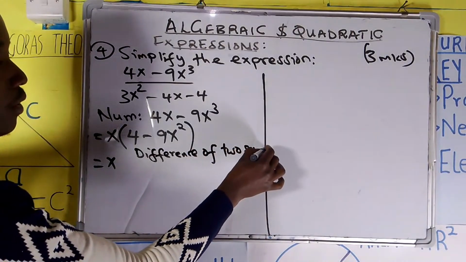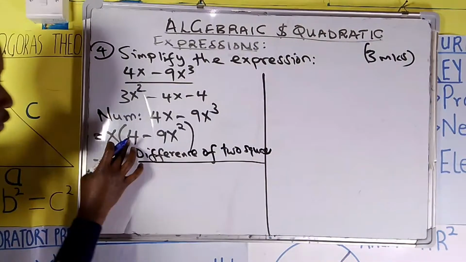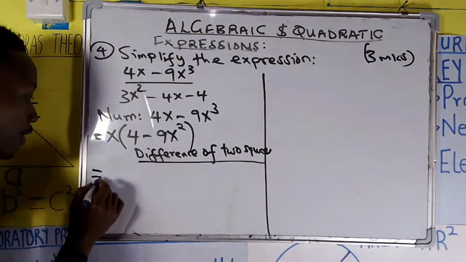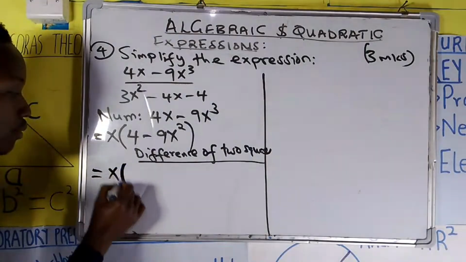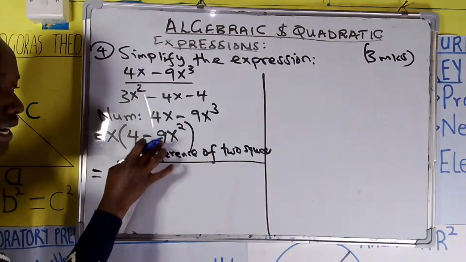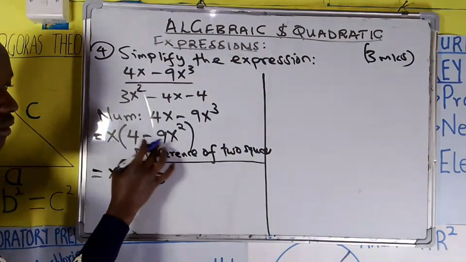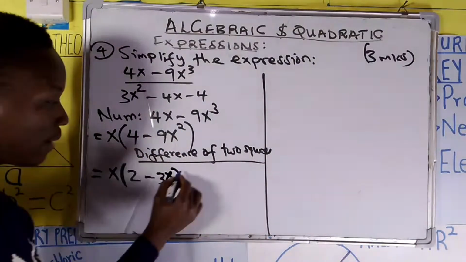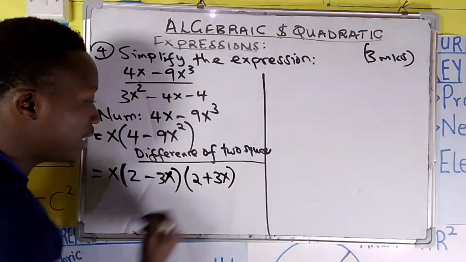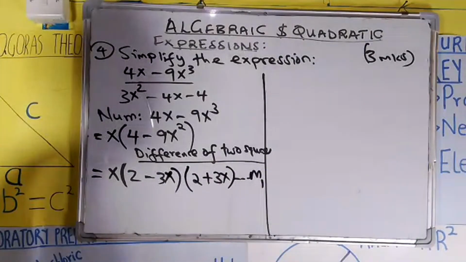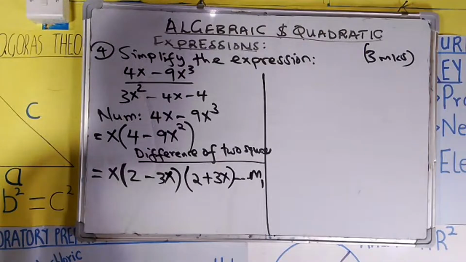Why are we calling it a difference of 2 squares? Because 4 is a perfect square. The square root of 4 is 2, then minus the square root of 9x squared is 3x. So if this is 2 minus 3x, our conjugate will be 2 plus 3x. At least now, factorize it completely and you will get your 1 mark. That is our first mark.